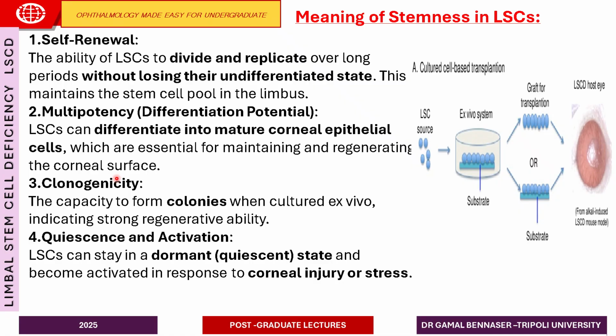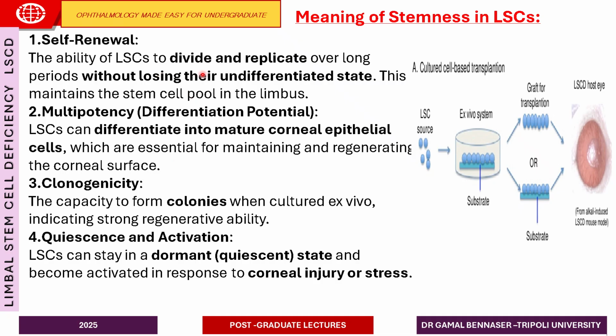As you know, the limbal stem cells are undifferentiated cells. They are not differentiated cells. That's why they have the potential and the capability for division and replication and later on differentiation into epithelial cells. So their ability over a long period of time for division and replication is one important factor that contributes to their stemness.